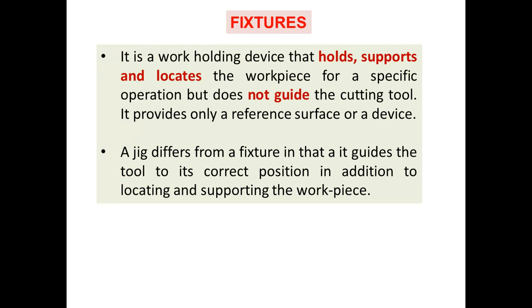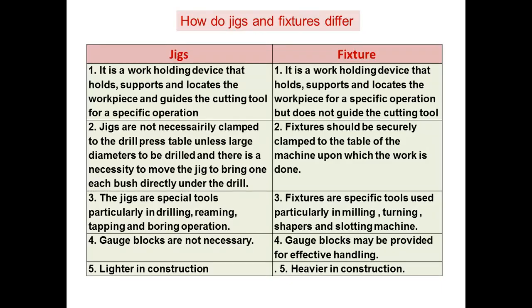A fixture is a work holding device that also holds, supports and locates, but the important aspect is that it doesn't guide the cutting tool. That is the difference between jigs and fixtures. There are some other differences also, but that is the main difference. Jigs always guide the tool, a fixture never guides the tool. A jig differs from a fixture in that it guides the tool to the correct position in addition to locating and supporting. These are the basic differences. A jig is a work holding device that holds, supports and locates the workpiece and guides the tool. A fixture is a work holding device that holds, supports and locates the workpiece for a specific operation but does not guide. First difference.